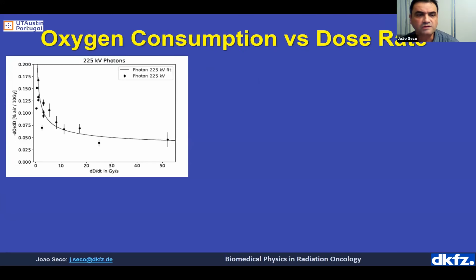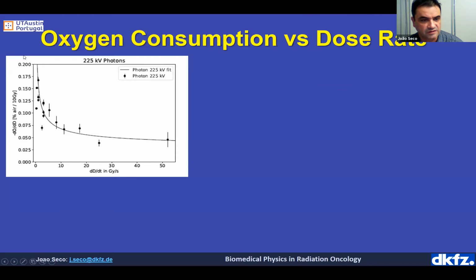So then we wanted to quantify oxygen depletion as a function of dose rate. Here we have different dose rates from 0 gray per second all the way up to 50 gray per second, representing the photons. And what we noticed, in fact the opposite of what everyone was thinking, was that the faster the dose rate, the less oxygen you remove. So at very high dose rates, at 50 gray per second, you're removing less oxygen than at 1 gray per minute, which is your standard dose rate.